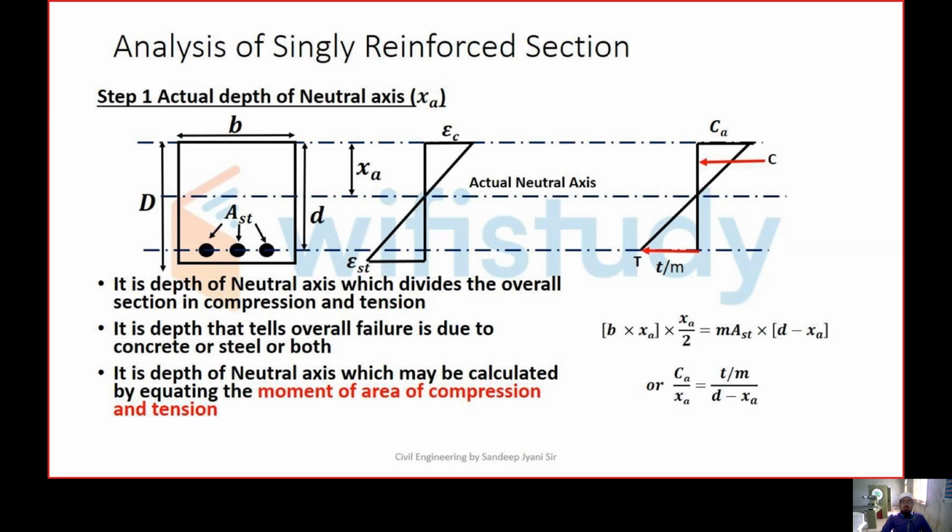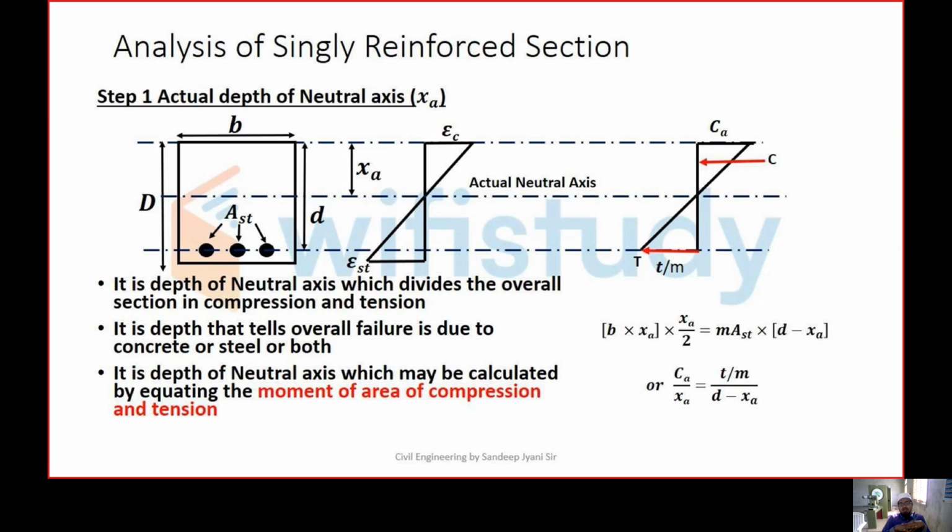It is the depth that tells whether the overall failure is due to the concrete or steel or both. Okay, the overall failure that is coming, whether it is from concrete, or from steel, or from both concrete and steel. So this will be told by what factor? The actual depth of neutral axis. It is the depth of neutral axis which may be calculated by equating the moment of compression and tension.